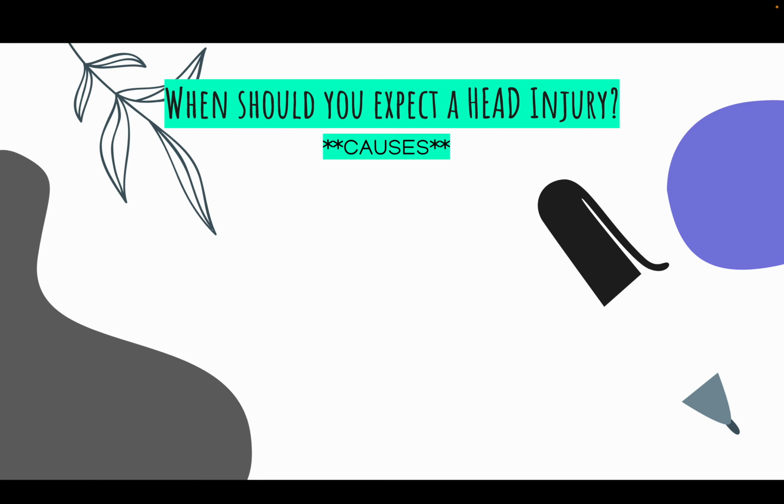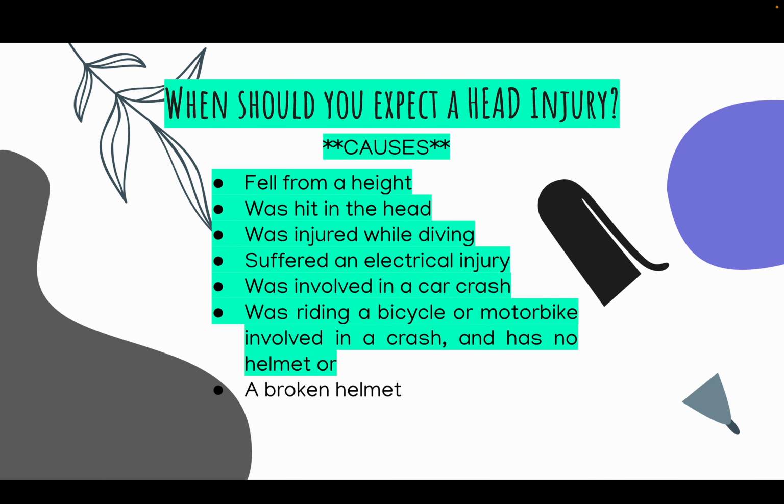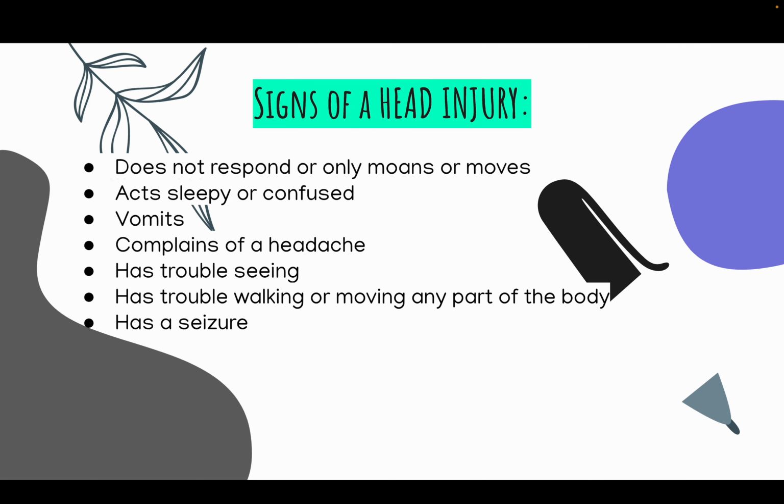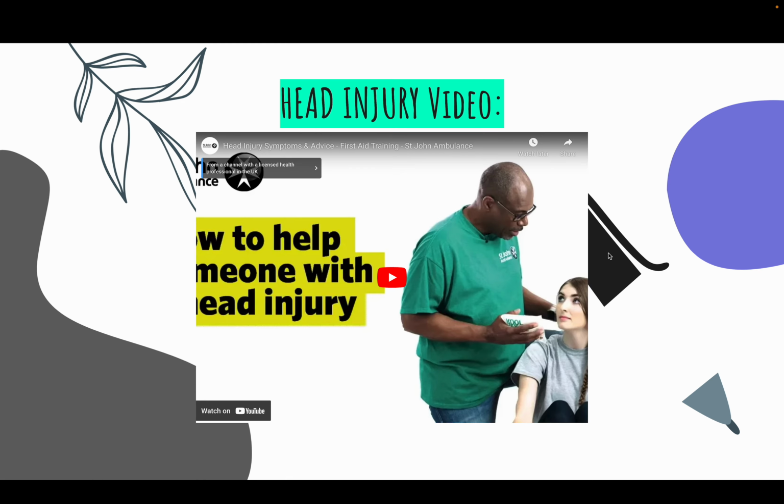When should you expect a head injury? Causes are obvious ones: the person fell from a height, was hit in the head, or was injured while driving, and so on. Look for signs of a head injury: the person does not respond or only moans and moves, acts sleepy or confused, vomits, complains of headache, has trouble seeing or walking, or has a seizure. Here's a video.